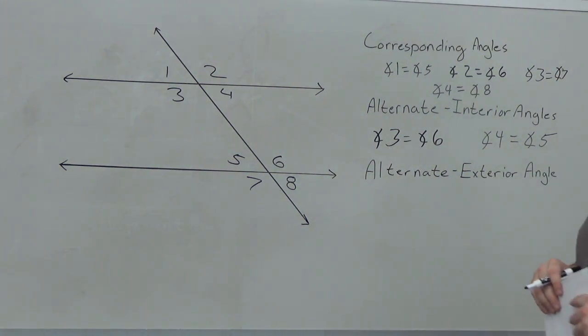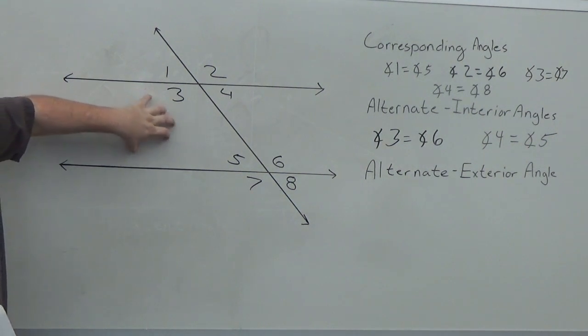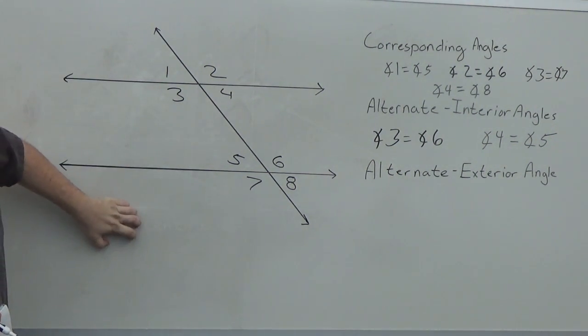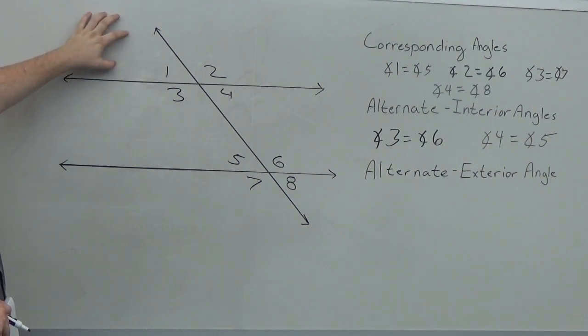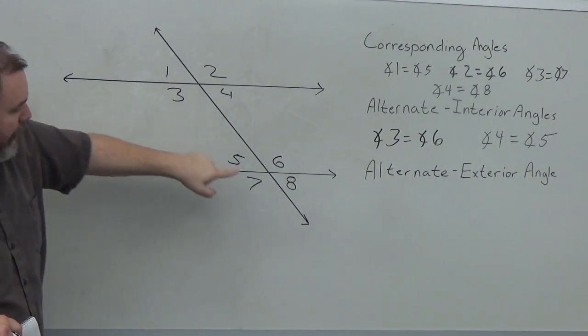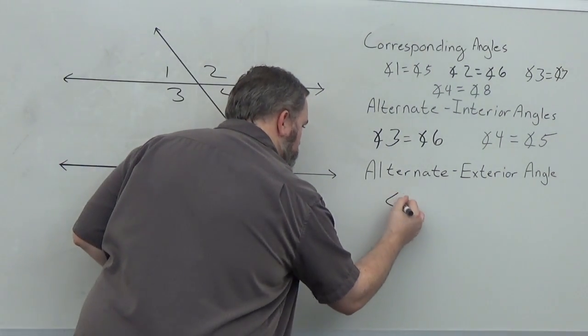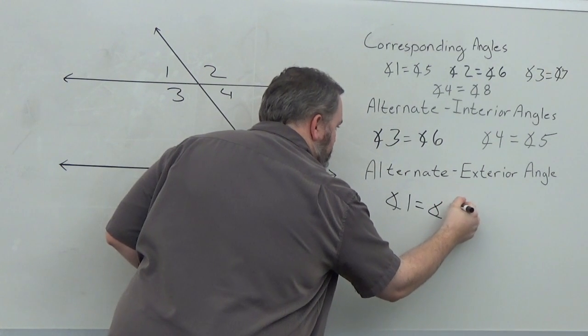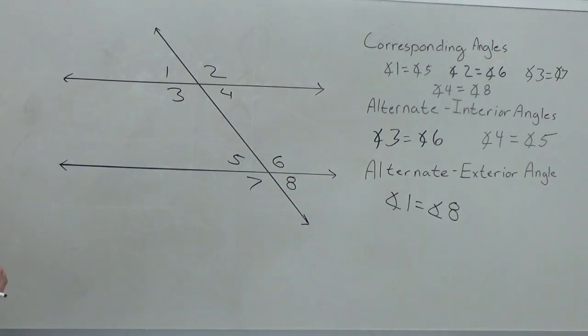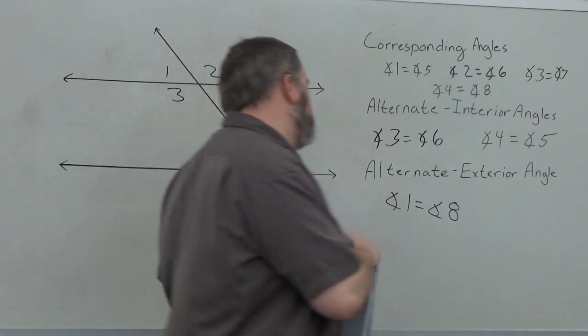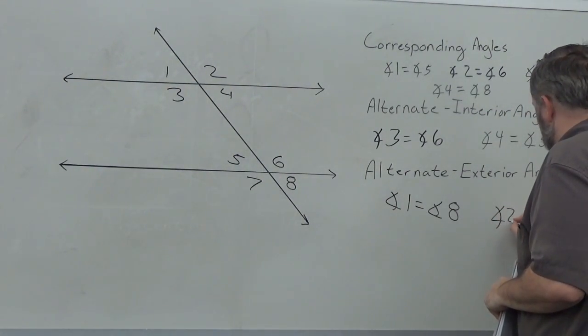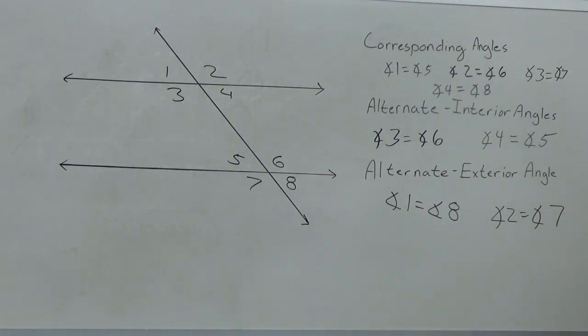All right? Alternate exterior angles. Where before we were looking at the inside, now we're going to look at the outside. So let's look at 1. The alternate angle would be 8. 1 looks like angle 8 if we flipped it upside down. Same principle. 2 looks like 7. These are your basic definitions. I could try to word this out for you better, but I feel like it's more important for you to see it.